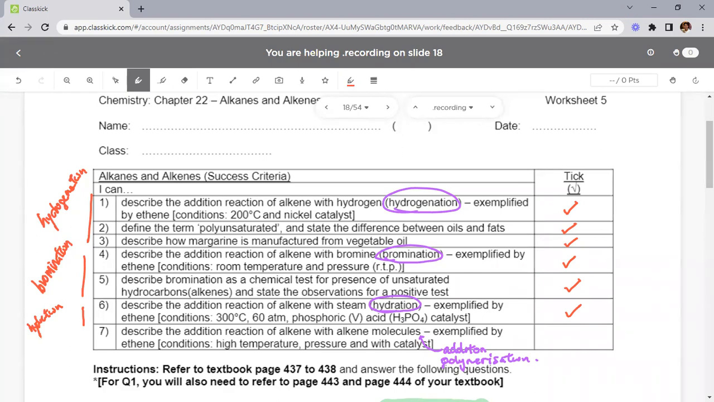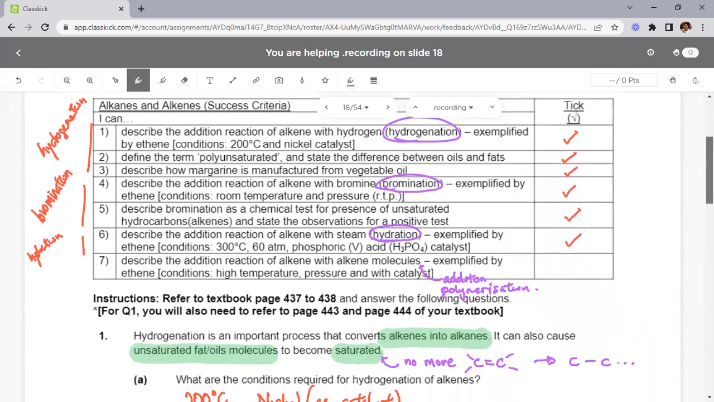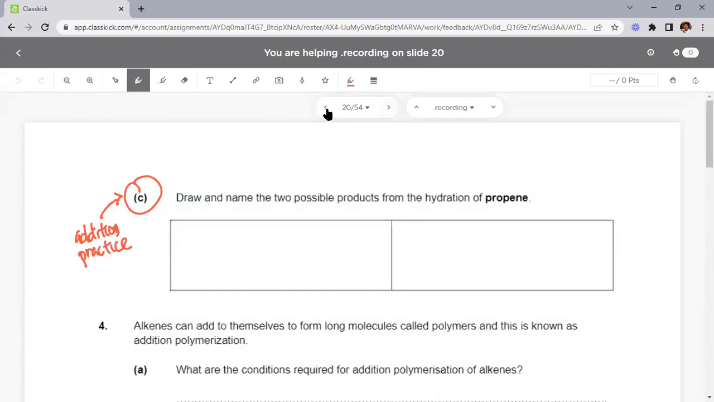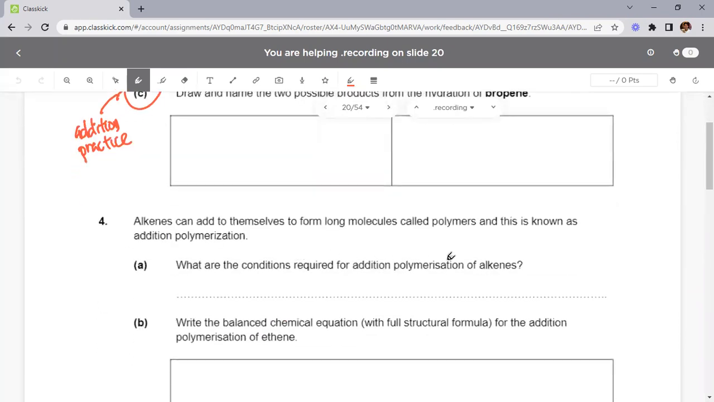Okay, so for this worksheet, let's push through the last part, then I will most probably end it for today after we go through this last one. I think enough for today already. So the last part really is addition polymerization. It's adding alkene molecules. So alkenes can add to themselves to form long molecules, or long chain molecules. We call them polymers. So to add to themselves to form polymers, we call it addition polymerization.